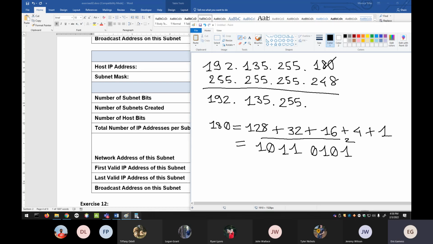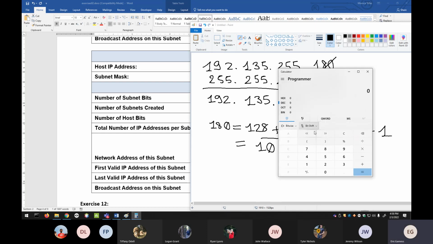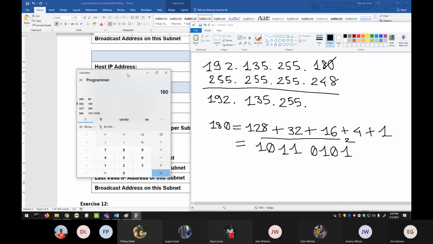Let me just verify it because I don't want to continue with a mistake. I go to the programmer calculator, I put 180. Yeah, you're right. It cannot have a 1 at the end. So it has to be B4. I don't know why I said plus 1 here. It has to be plus 4, and that's it. So we don't have this here. We just have this.